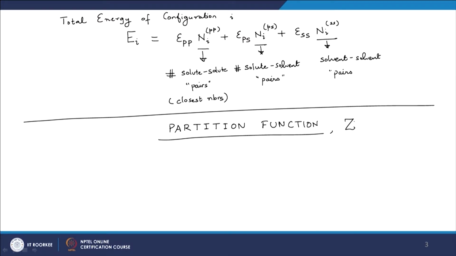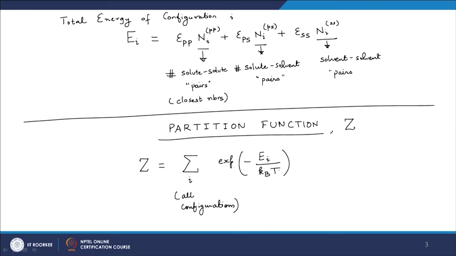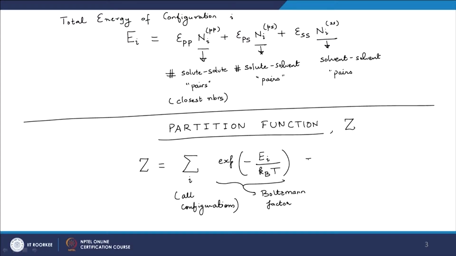It is often represented as Z, and Z by definition is the sum over all configurations of the Boltzmann factor corresponding to that particular configuration, that is i. We have discussed earlier in the course what the Boltzmann factor is. This basically represents the probability of occurrence of that particular configuration. I will tell more about that in a moment. This is also written sometimes as exponential of minus beta Ei, where beta is equal to 1 by kBT.